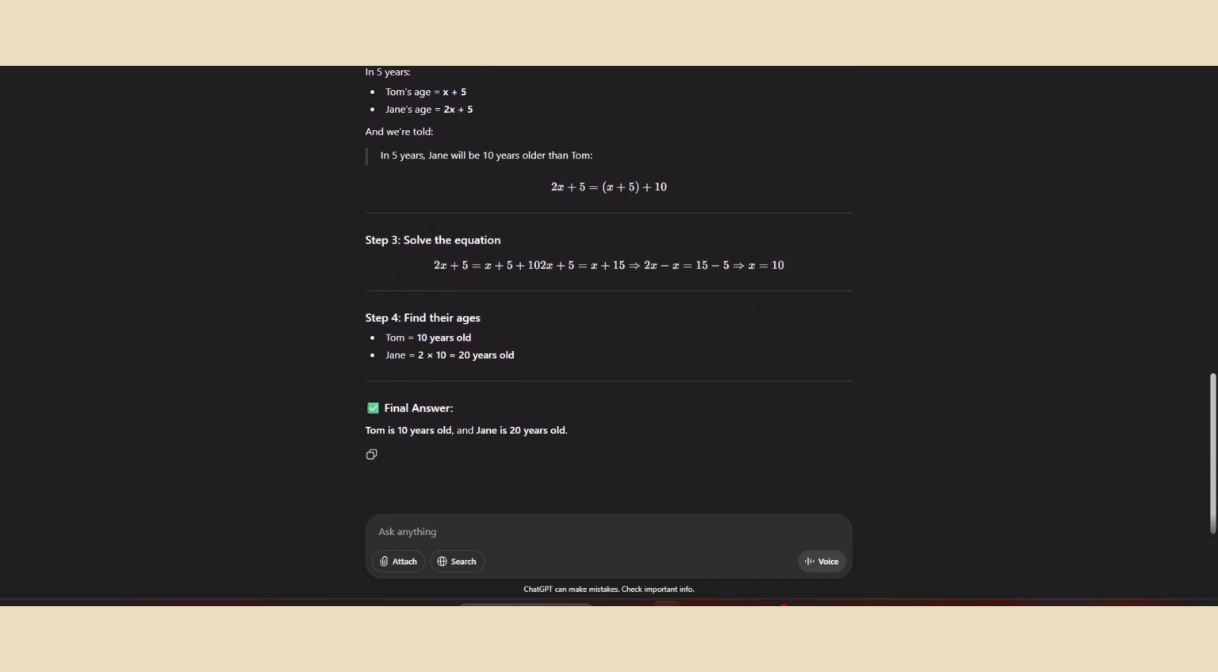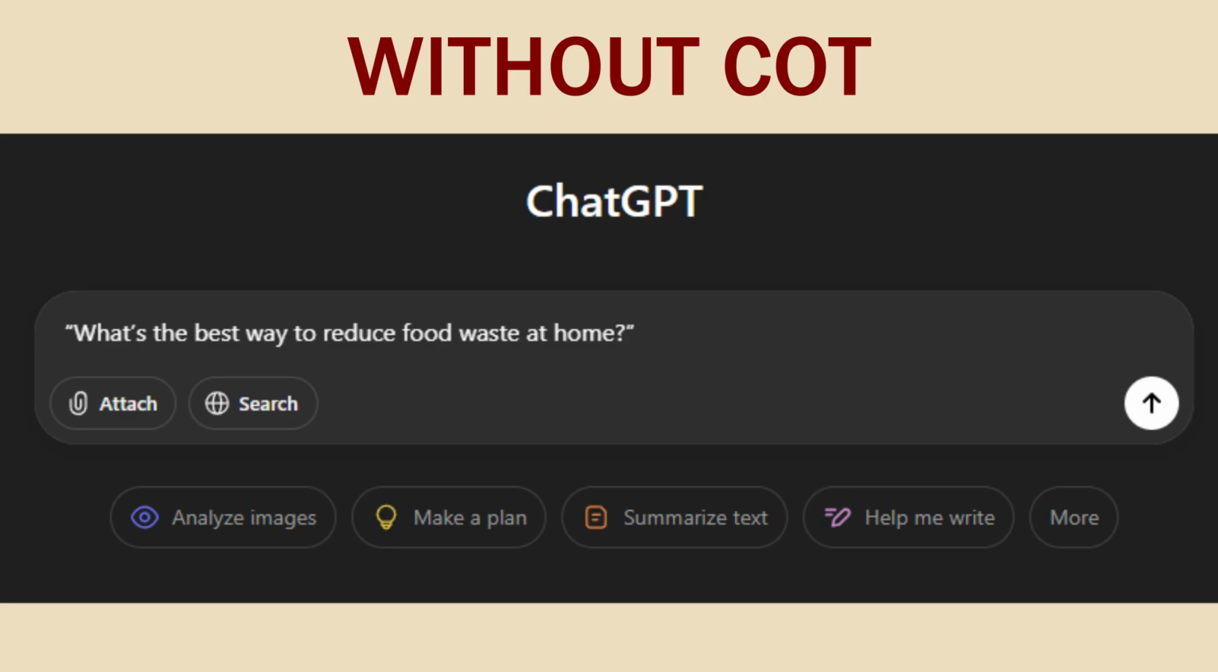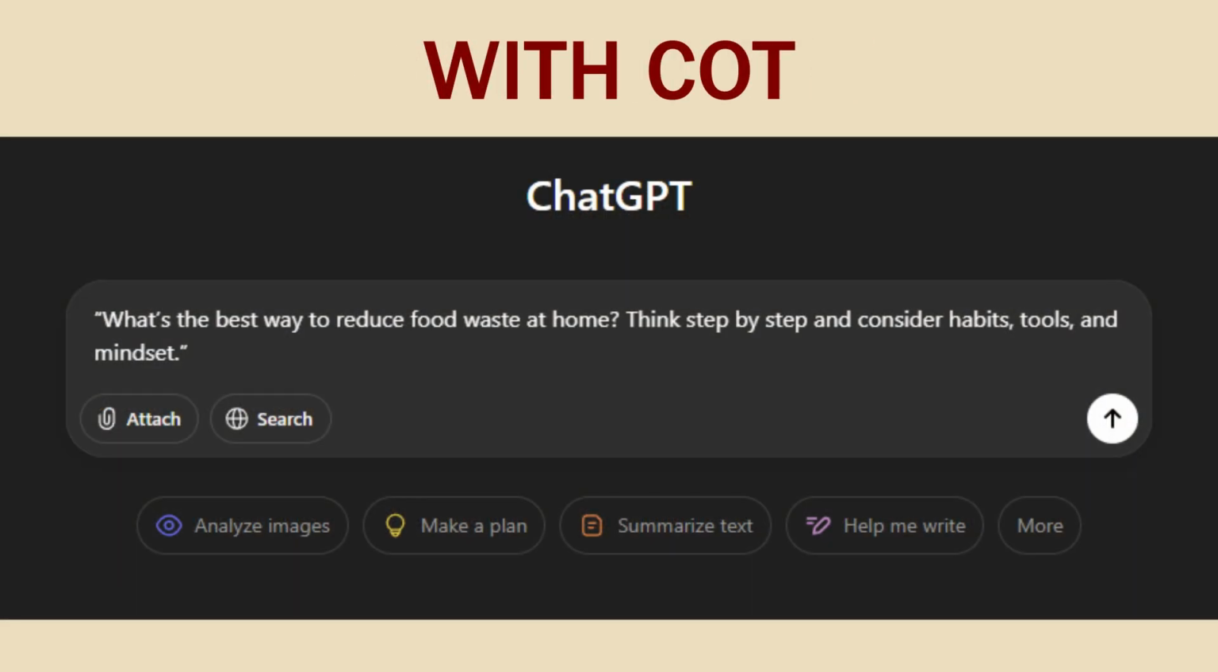Try these prompts on ChatGPT or Gemini. Give it a prompt without COT, like, what's the best way to reduce food waste at home? Now give another prompt but with COT, like, what's the best way to reduce food waste at home? Think step by step and consider habits, tools, and mindset.